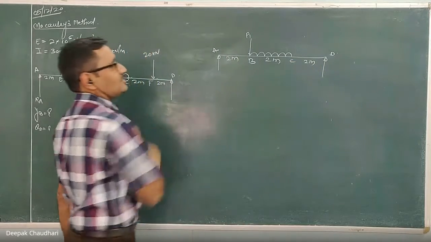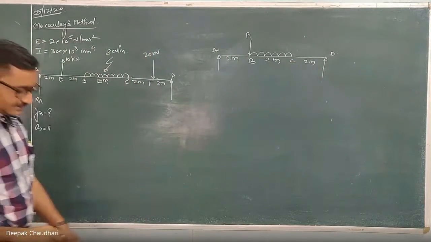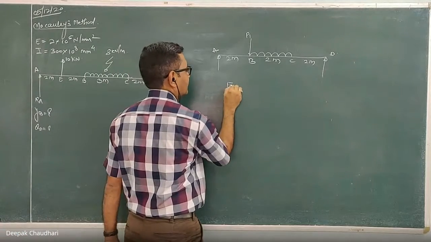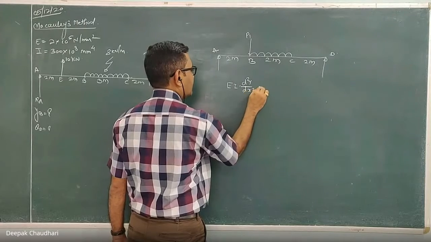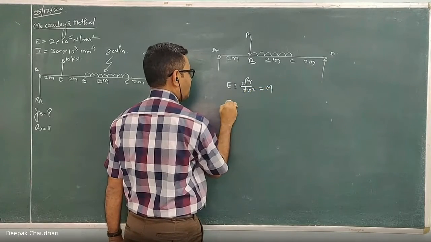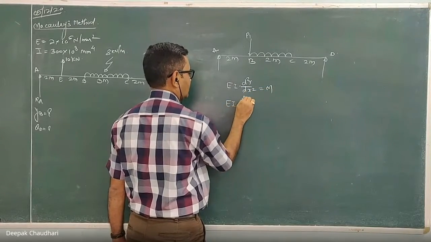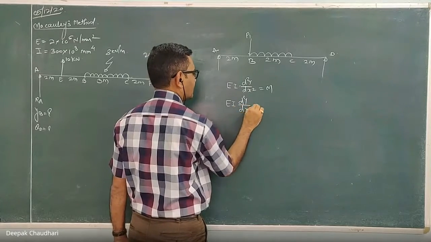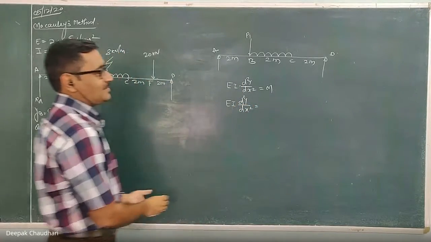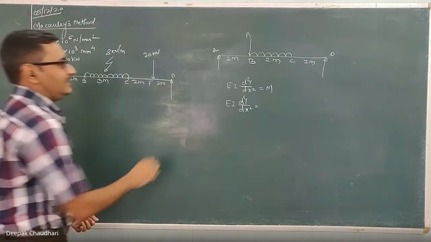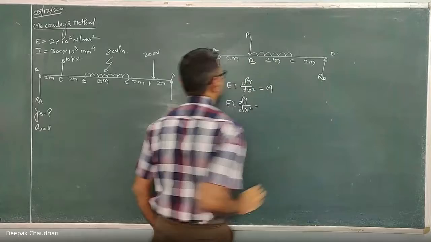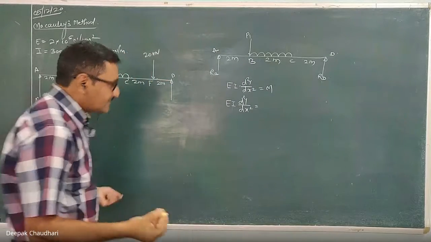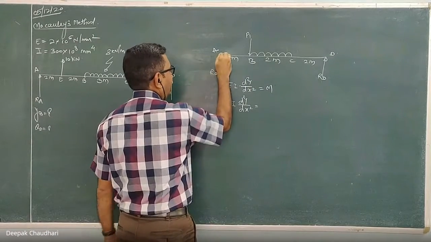Now let's write down the general equation of the bending moment for this to calculate the slope and deflection. Here it is EI d square y upon dx square equal to M. M is the general equation of the bending moment for the slope and deflection. So let's write down the general equation of the bending moment for this. Let the support reactions be RA and RD. Now same, let's start from A as the origin.